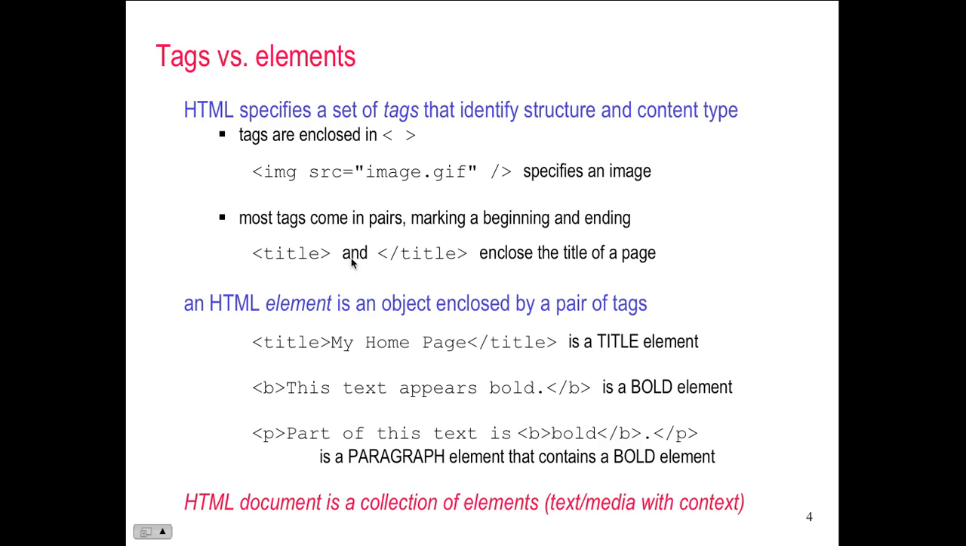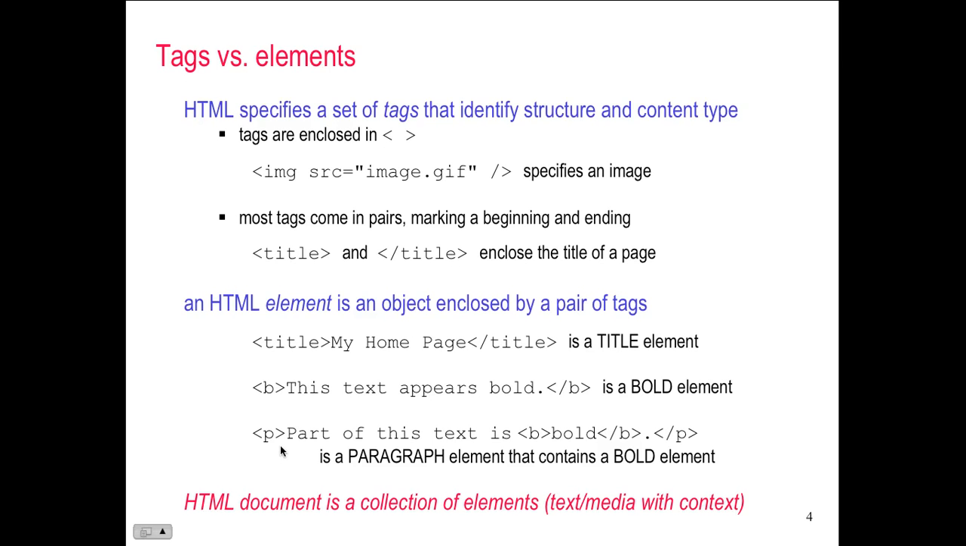Most tags will come in pairs, the title, the opening, closing. HTML elements are enclosed in pairs, so we have title, my home page. So the title element, and this is just the vocabulary. And here's the bold element in between the tags. So what happens between the tags is called the element. The tags are the tags. This is the opening, this is the closing.